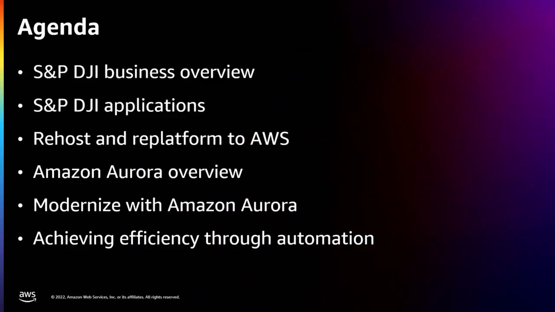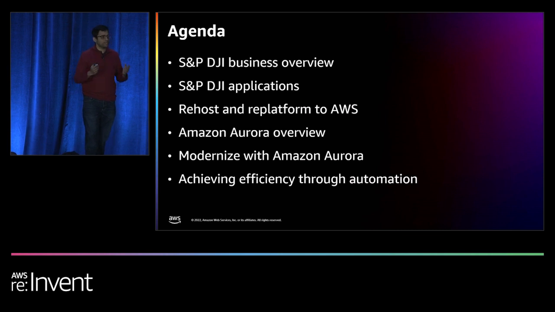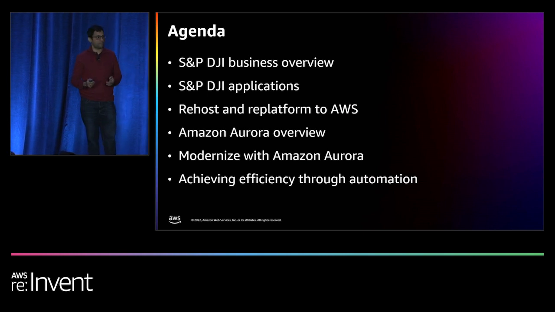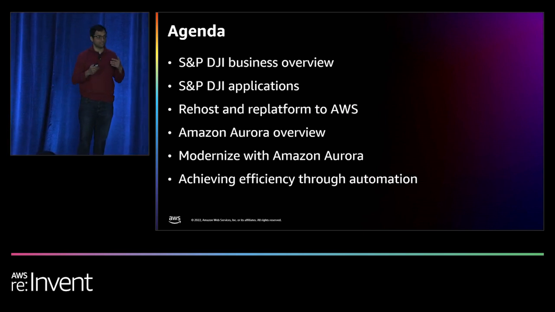So we'll get an overview of S&P Dow Jones Indices, a business overview, what they do. Many of you already know about them. And then their application landscape, what type of applications they modernized, migrated. And they took a phased approach, like rehost, replatform. How did they decide the rehost, replatform applications and what steps they took?